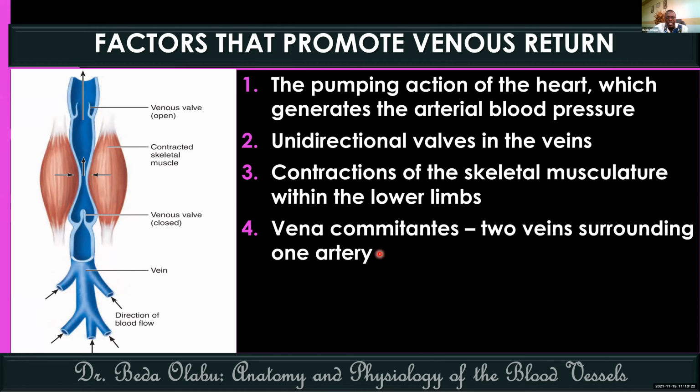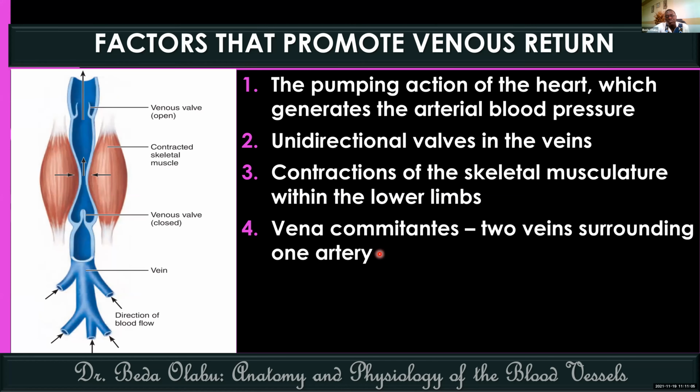Vena comitante is a situation where you have two veins running on either side of a single artery. Vena comitante has two important roles, advantages. One is that the artery has warm blood. It's coming from the heart anyway. The veins are coming from the peripheries, so the blood could be very cold. This arrangement of two veins around one artery helps to warm the venous blood as that blood goes back to the heart. This is a mechanism of warming venous blood.